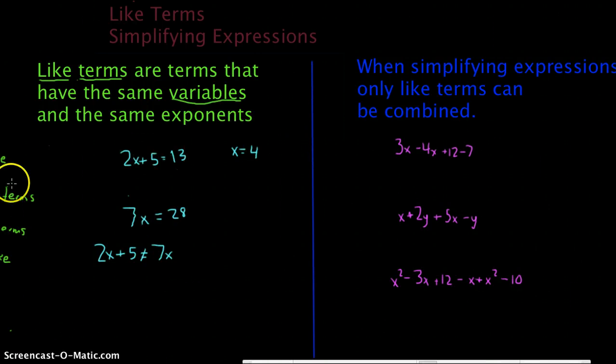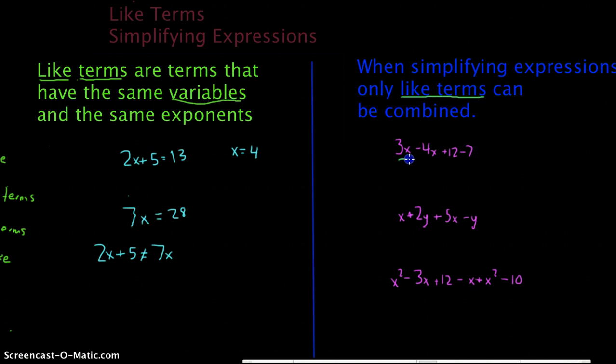Okay? So that kind of underlies what we're doing next, which is taking expressions and simplifying them, right? So our rule for simplifying expressions, when adding and subtracting, is that only like terms can be combined. Okay? So as I look at this expression here, I see 4 terms. I see a 3x. Now this is tricky, but I see a negative 4x. I see a 12, and I see a negative 7.